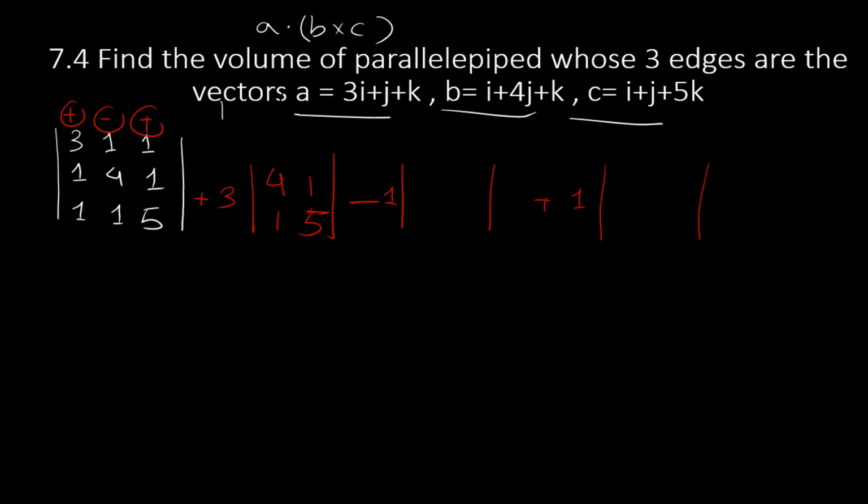Now let's cross out the rows and columns. Crossing out the second column and the first row, we're left with this. We're going to put it in here: 1, 1, 1, 5. Now crossing out the third row and the first column, we have 1, 4, 1, 1. What is left? 1, 4, 1, 1.